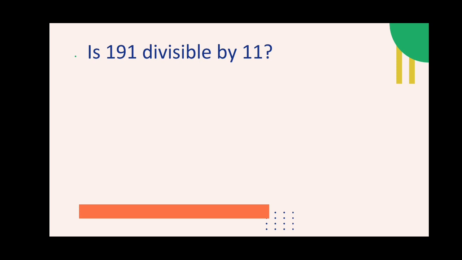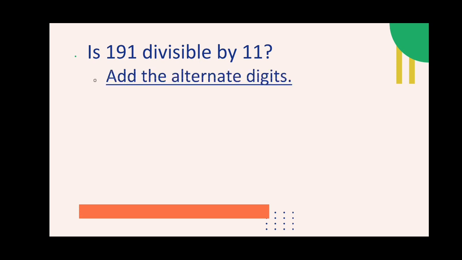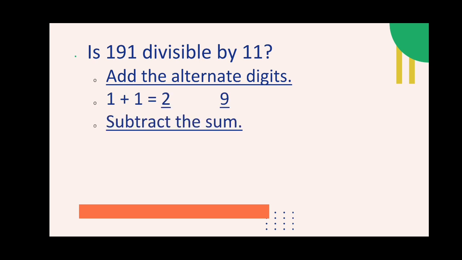Is 191 divisible by 11? Okay, so let's add the alternate digits. Let's start with 1 plus 1 equals 2. And then, yung 9, wala na tayong i-add sa kanya since mag-isa na lang naman siyang digit. Ngayon, let's subtract the sums. 9 minus 2 equals 7.